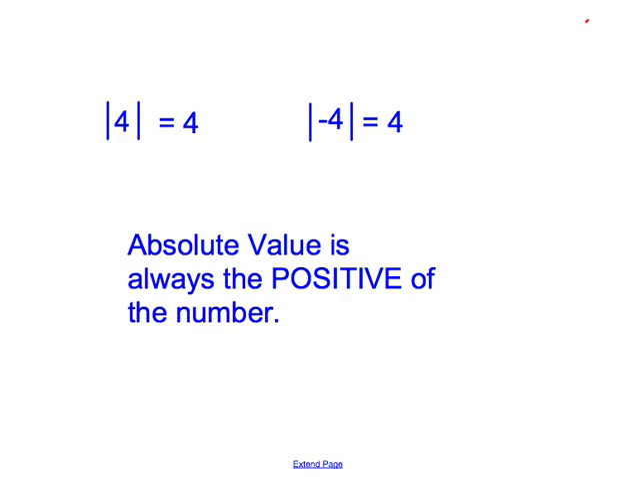Here is an example of absolute value. When you have two vertical line segments beside a number, or around some expression of values, numbers and plus signs and stuff, those two vertical lines mean absolute value.